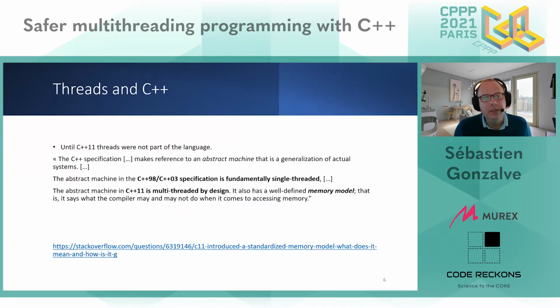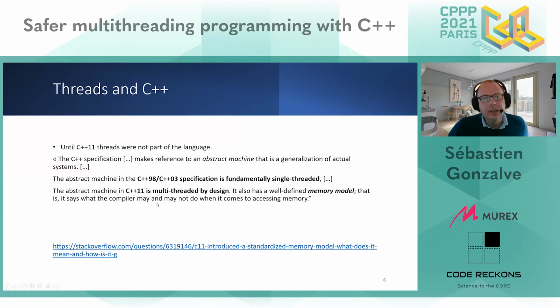Threads and C++. Actually, before C++11, threads were not part of the language, and it was even stated. So here is the quote from the standard: the abstract machine representing the code running for C++ prior to 11 was fundamentally single-threaded.